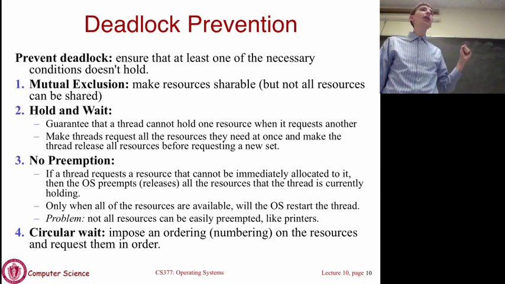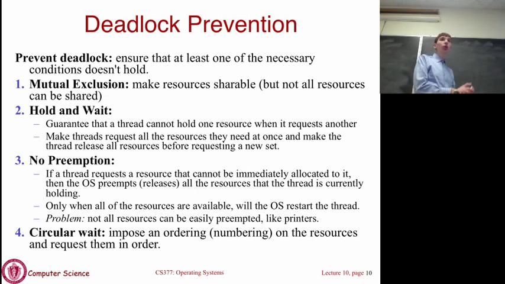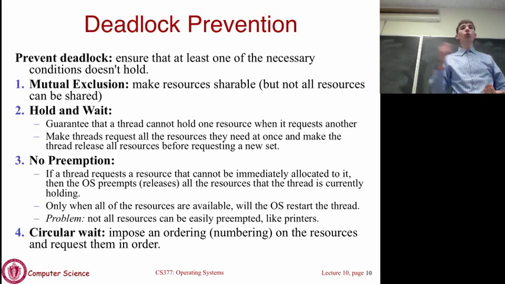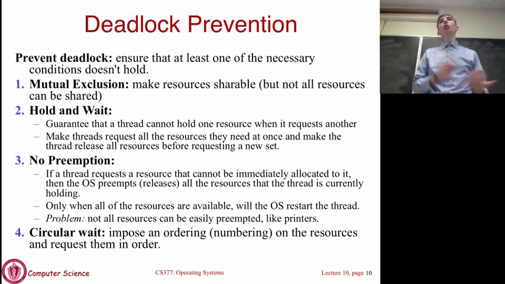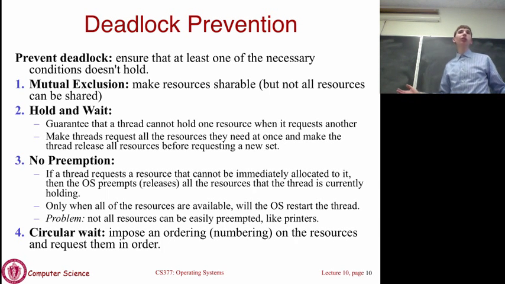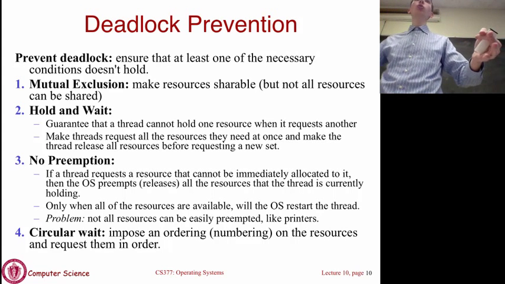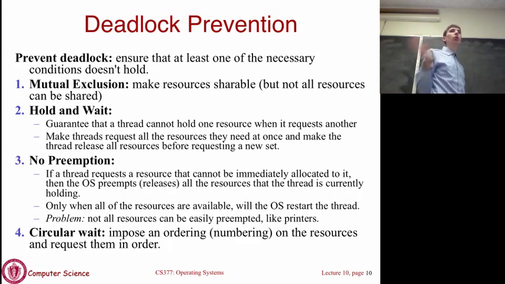Hold and wait, remember, is the idea of holding a resource and waiting for another one. So you could impose that that could never be the case by saying, for example, a thread cannot hold a resource while it requests another. So an easy way to do that is whenever you need more resources, you essentially have to give up all the resources you currently have available and request your new set. Right? So let's think back again to the really simple printer and disk example.